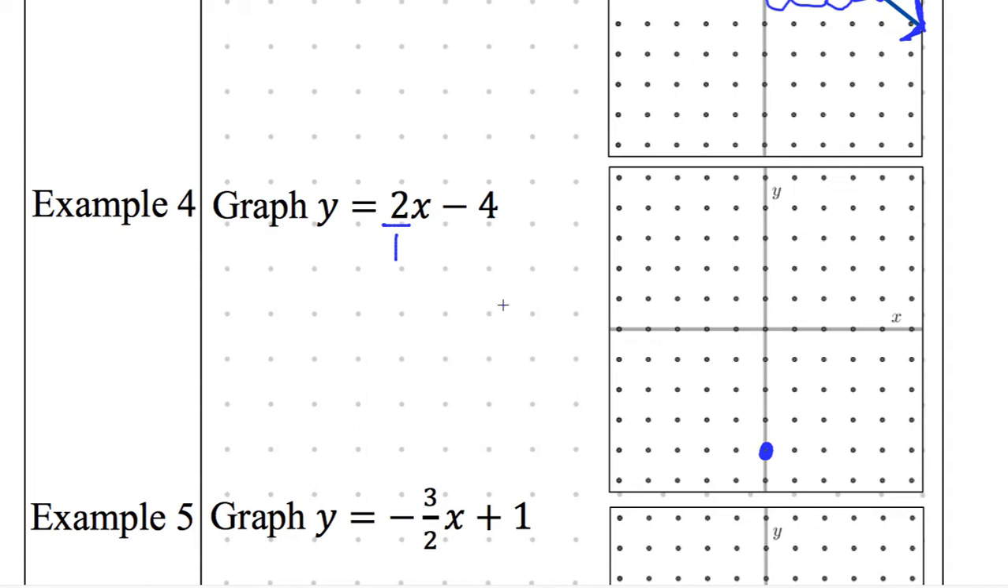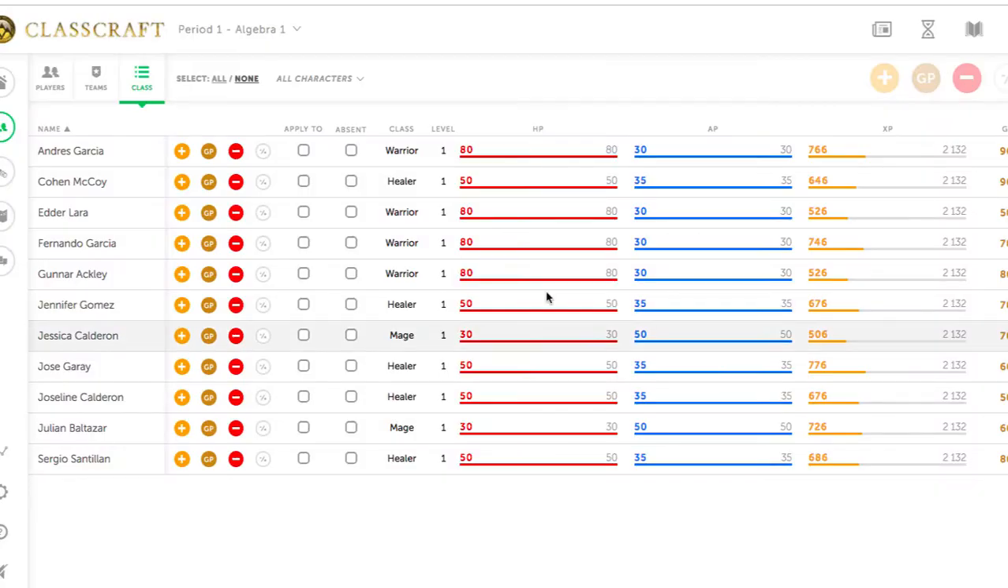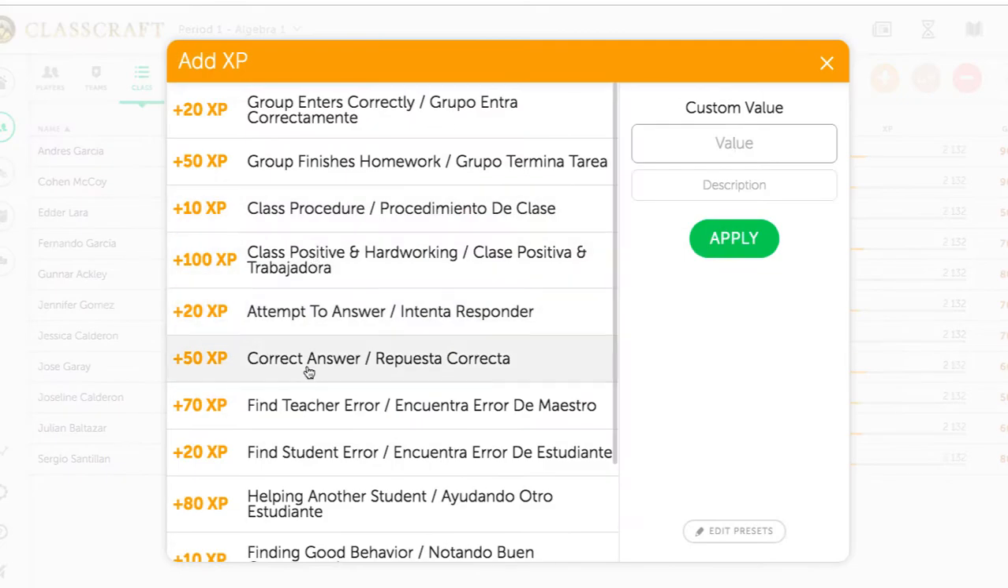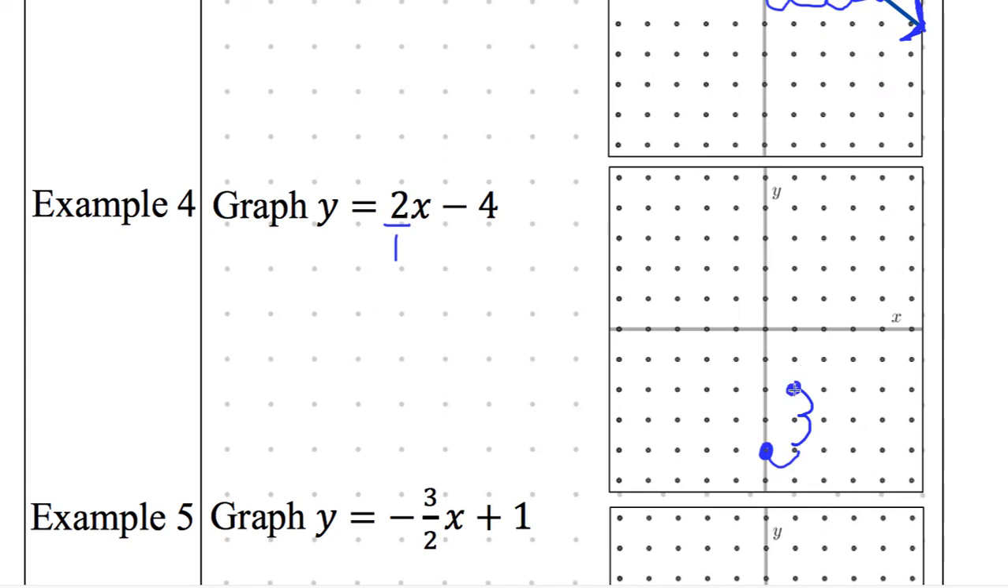You go one right, yep, because 1 on the bottom means 1 right. 1 right, and then 2 up. 1, 2. There it is, Andres. Thank you very much. Go ahead and turn in your card. And then I can do that again to make sure that I'm accurate. I go right 1, and then 2 up. 1, 2.